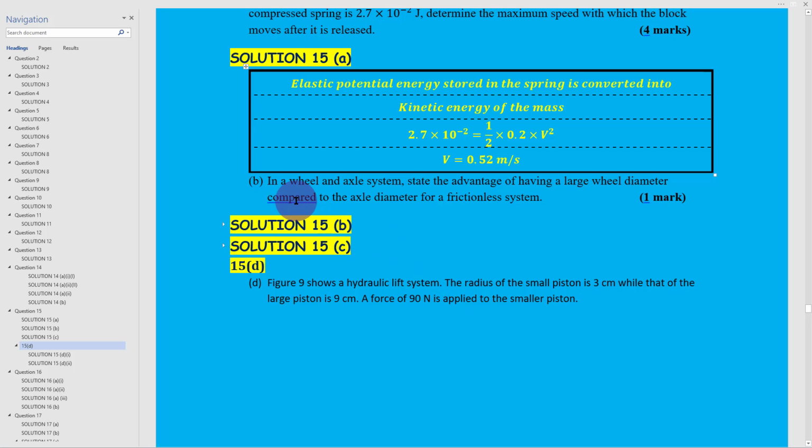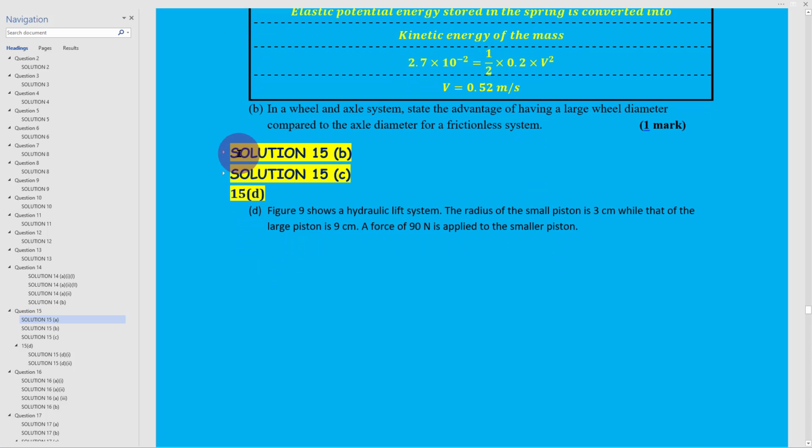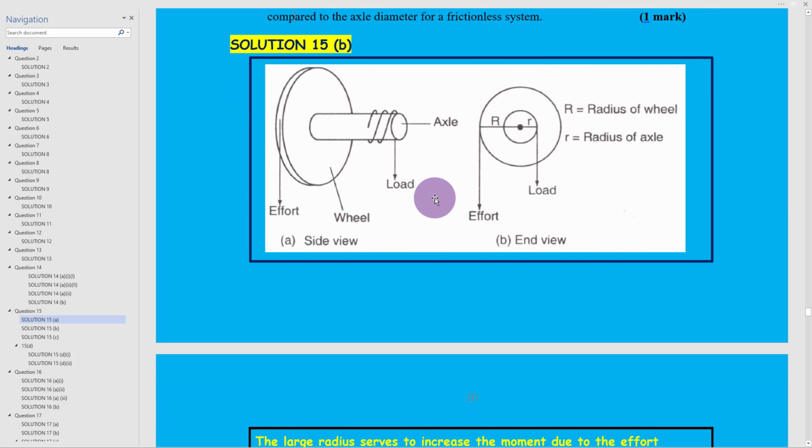Next, we are given this part here where we are told that in a wheel and axle system, state the advantage of having a large wheel diameter compared to the axle diameter for a frictionless system. So here I want us to look at the solution straight, because I have a diagram that I'd like us to consider. So this is the wheel and axle. This diagram was not asked. I've just included it here so that we can get the idea of what the wheel and axle system is all about.